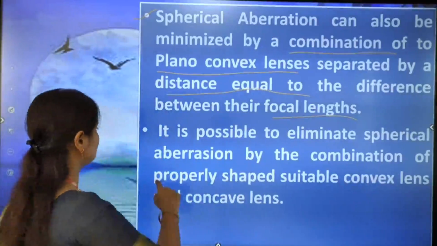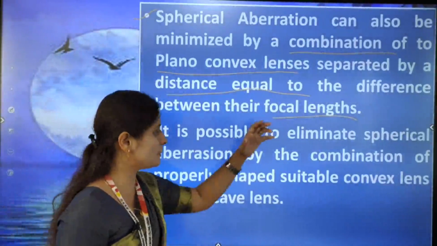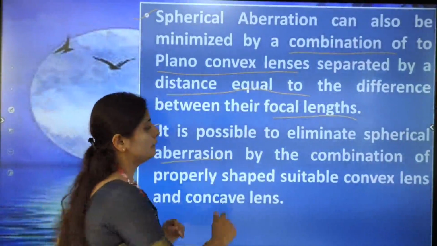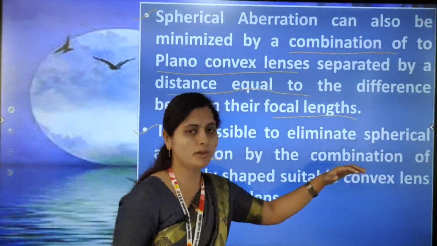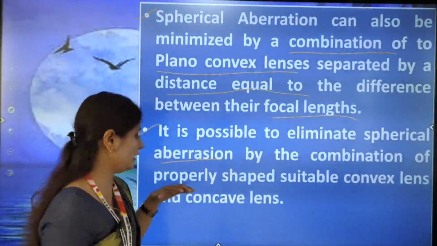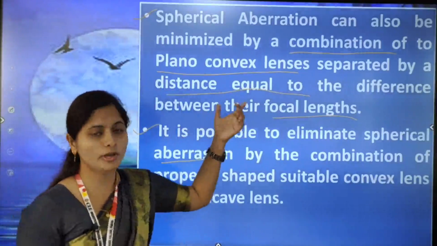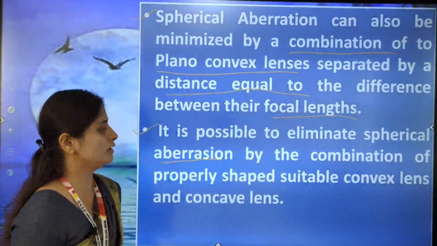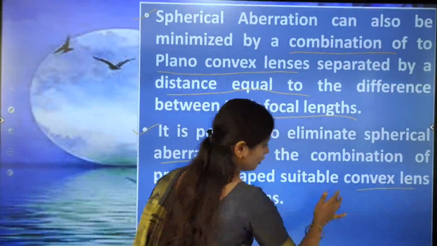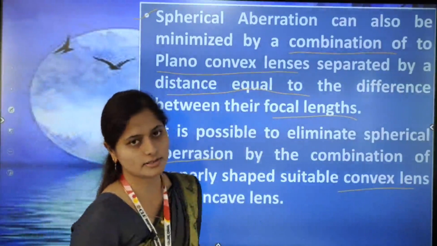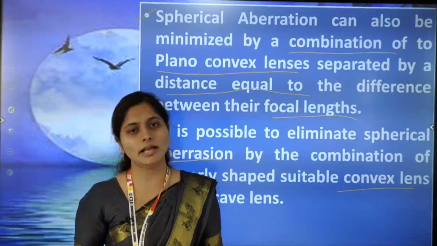And see here the last point: it is possible to eliminate the spherical aberration by the combination of a properly shaped, suitable convex lens and a concave lens. We can eliminate the spherical aberration by the combination of a properly shaped, suitable convex lens and concave lens. Okay, these are the methods for minimizing the spherical aberration.